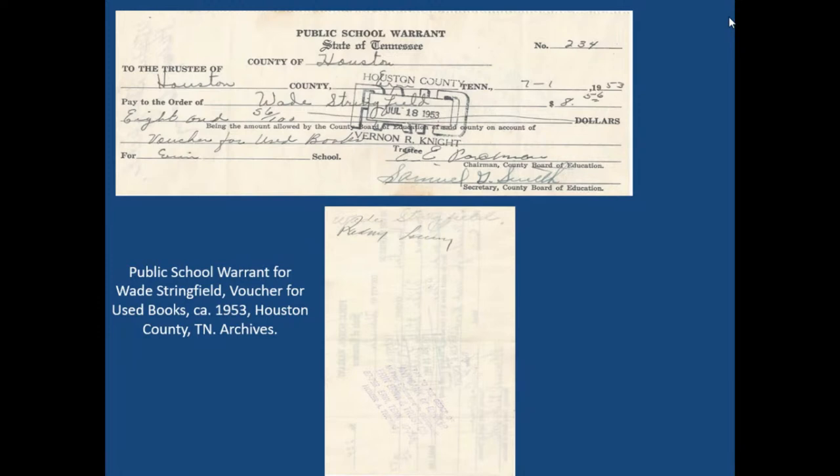So what's wonderful about this record is, first of all, Wade Stringfield also did not go to school. So we have a record for him in the school records. And then, this is a check. He would have taken it to a bank or to a local store and cashed it. So I turned it over, and look, he has signed it, or he has endorsed the back of this warrant. So now I have his signature.